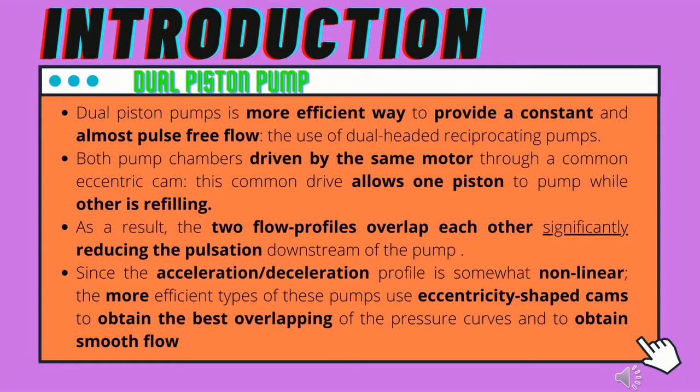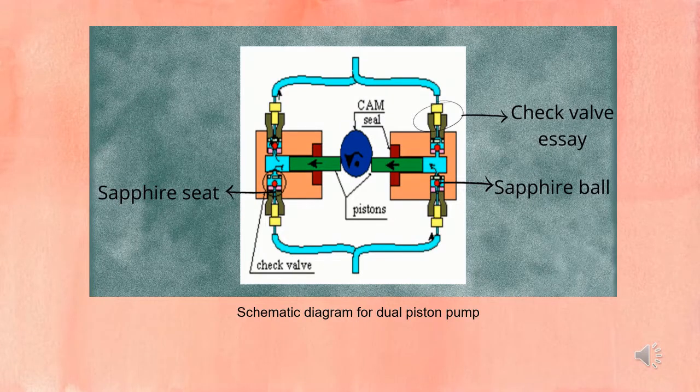Since the acceleration or deceleration profile is somewhat nonlinear, the more efficient types of these pumps use eccentricity-shaped cams to obtain the best overlapping of the pressure curves and to obtain smooth flow. This is the schematic diagram of the dual piston pump.